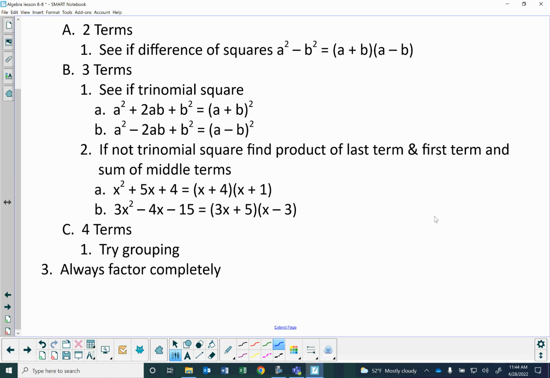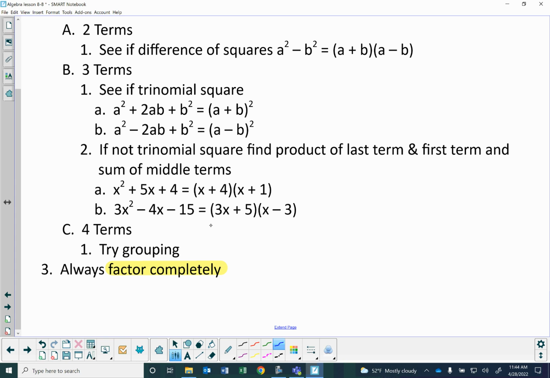If it's 4 terms, try grouping. And last but not least, always remember to factor completely. That seems like an innocuous saying, but you'd be amazed at how many people will think they've factored something completely out, only to find out that they haven't, because it goes even further than they think it does.